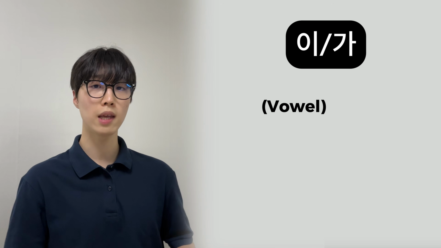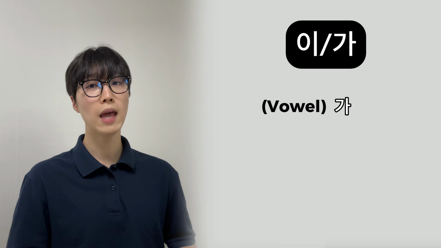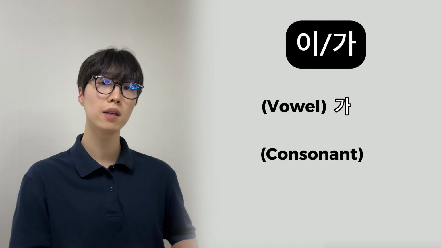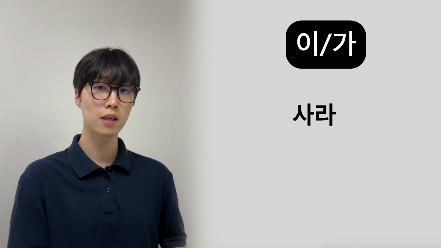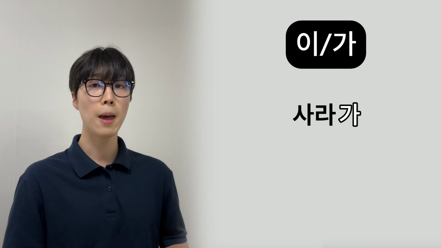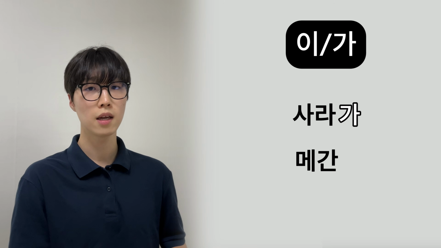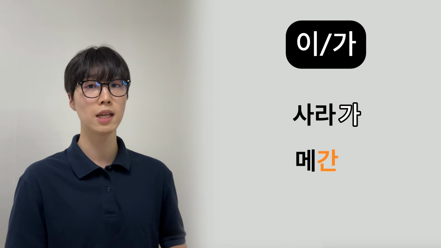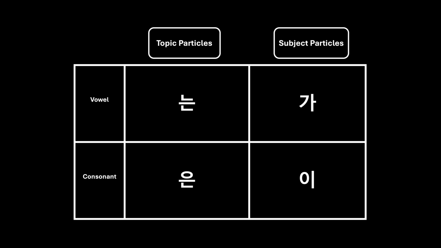Fortunately, the rules are exactly the same, but now with subjects. So if a noun ends in a vowel, we attach 가. If a noun ends in a consonant, we attach 이. So let's take the name 사라 again, but now as a subject. Since it ends in a vowel, it's going to be 사라가. And Megan, as a subject, since it ends in a consonant, we're going to say 메간이. So to differentiate between 는 and 은, 이 and 가, just memorize this chart. Pause the video right now to copy it down in your notebook or even just screenshot it.